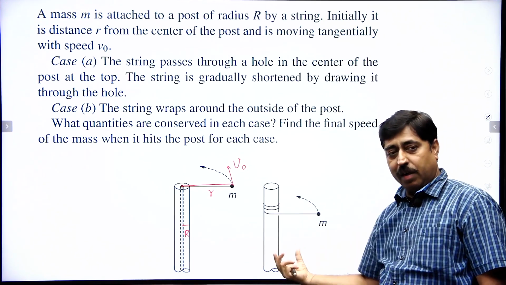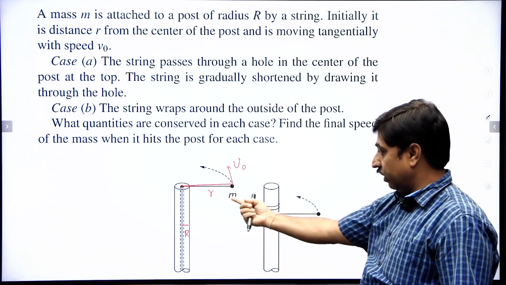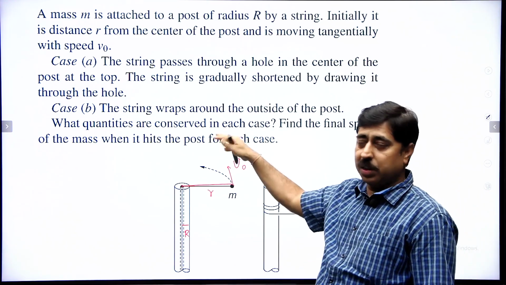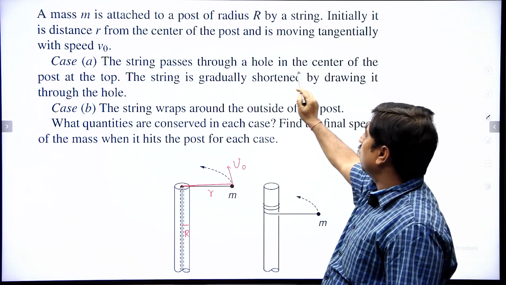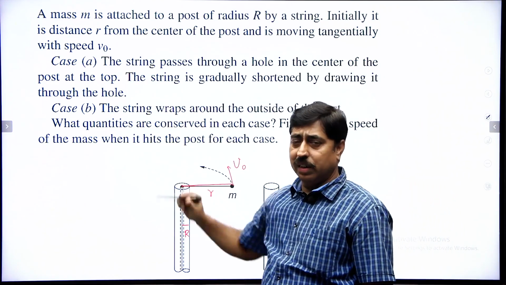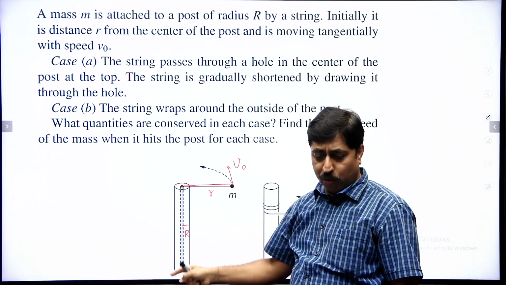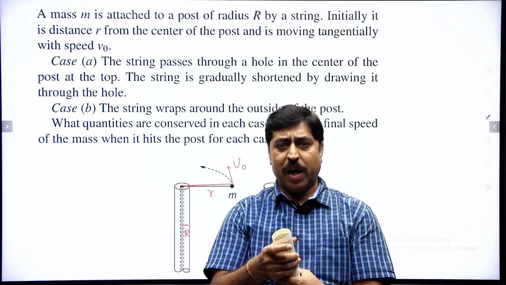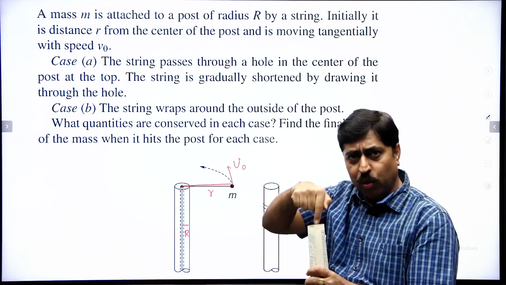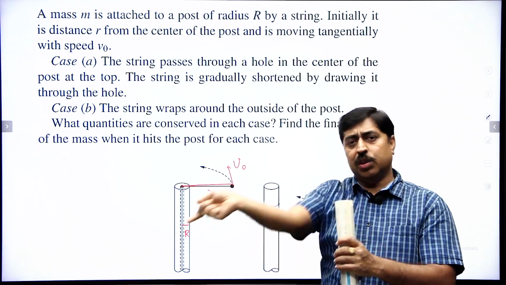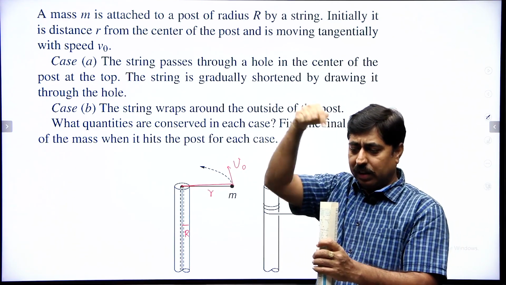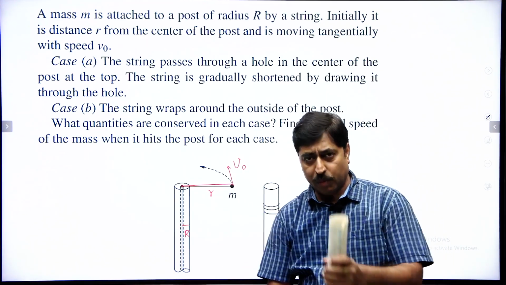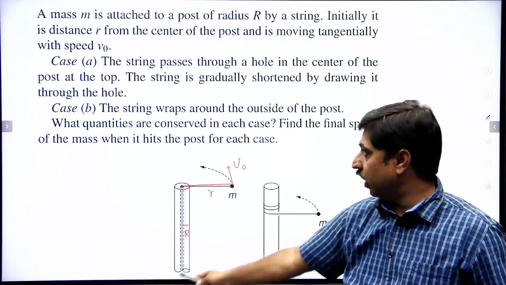And this is a different diagram. In this case and in this case, there is a difference. The difference has been explained here. The string passes through a hole in the center of the post at the top. Here the string is passing through a hole. Actually, it is a kind of pipe with a narrow bore. This is a pipe and there is a small hole here through its length. So, there is a particle which is going around it like this, and the string is passing through the pipe. The string is coming out of the pipe from the bottom. This is the situation here.